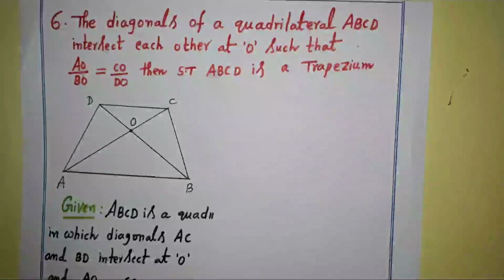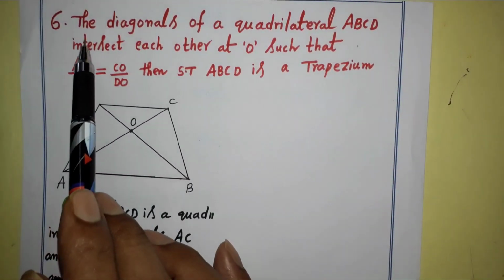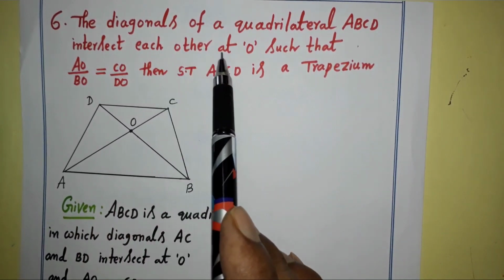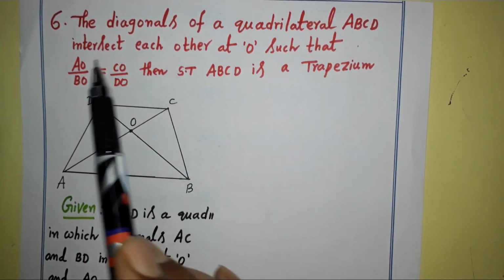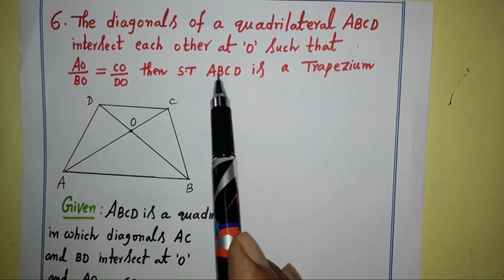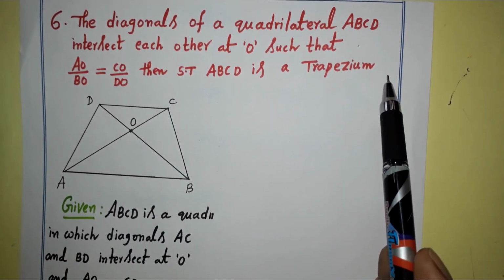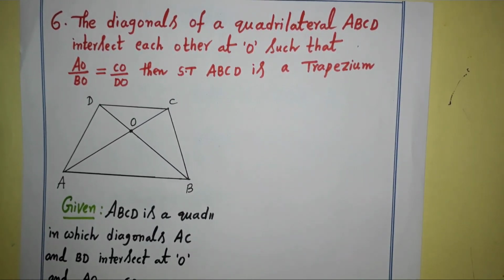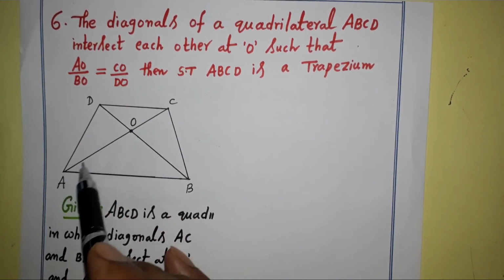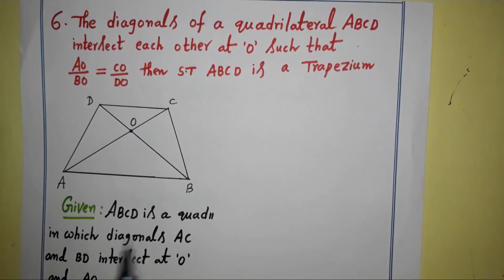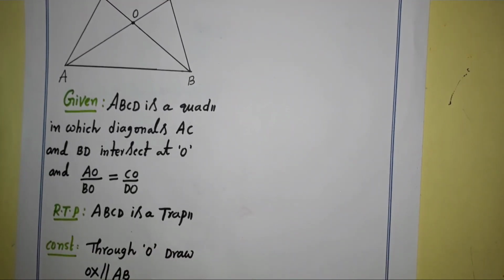Hence, next rider, children. The diagonals of a quadrilateral ABCD intersect each other at O such that AO by BO is equal to CO by DO, then show that ABCD is a trapezium. This is just the converse of the fifth one. Take ABCD is a quadrilateral. Its diagonals AC and BD intersect at O. I wrote here given and RTP.